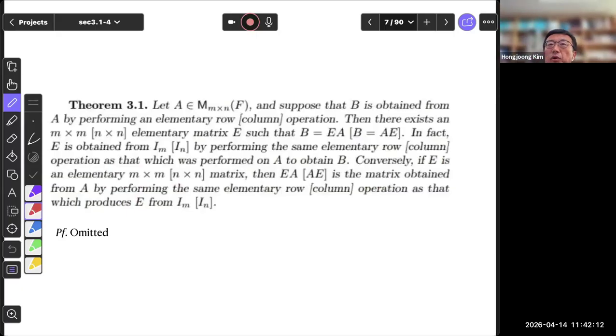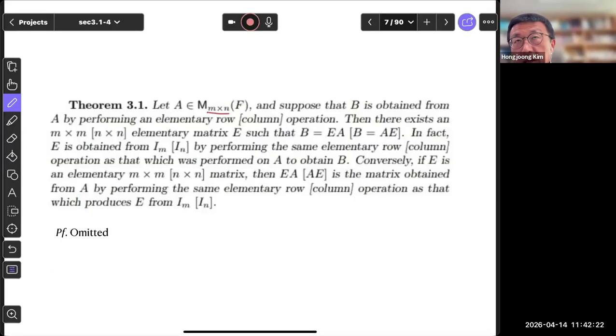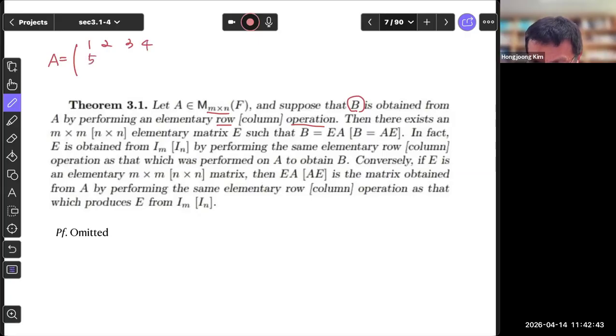Okay, Theorem 3.1. Let me just explain this, and then let us consider the proof later. Let A be any m by n matrix, and suppose that B is obtained from A by performing some elementary row operation. Let me give some examples. Suppose that A is 1, 2, 3, 4, 5, 6, 7, 8, and 0, 0, 9, 10.